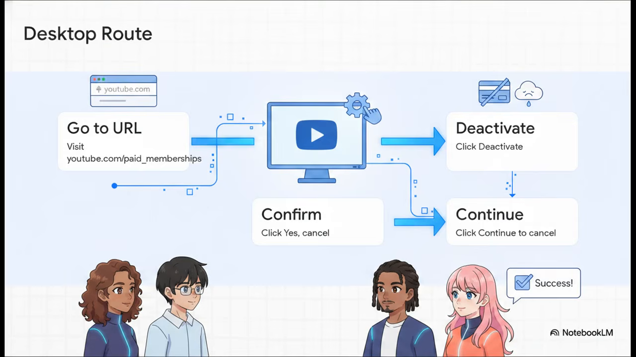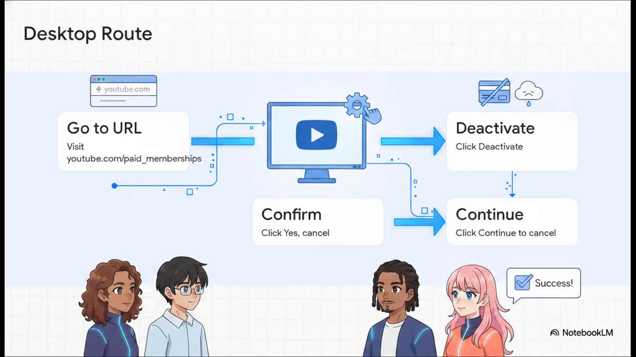If you're sitting at a computer, this desktop route is going to be your best friend. The process requires you to navigate specifically to your paid memberships page. That's youtube.com/paid_memberships. From there, you just click Manage Membership and then Deactivate.